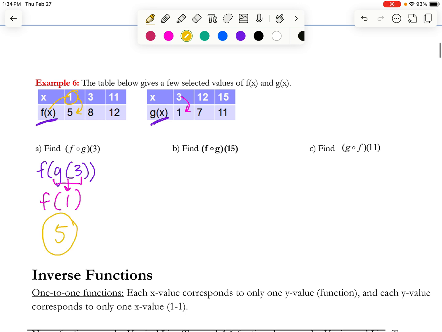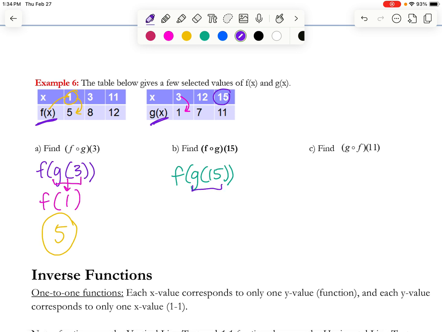Okay, let's try another one here. F of g of 15. So the first thing you would do, g of 15. When we go to g of x, x is 15, y would be 11, or g of x would be 11. And then you come back over here to your f of x table. When x is 11, f of x would be 12.